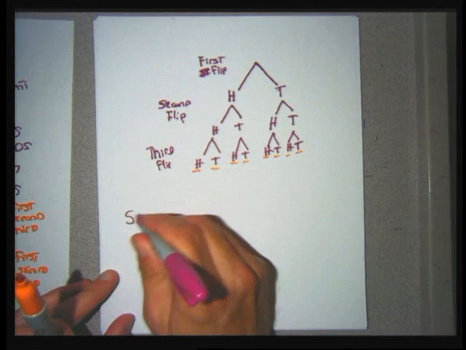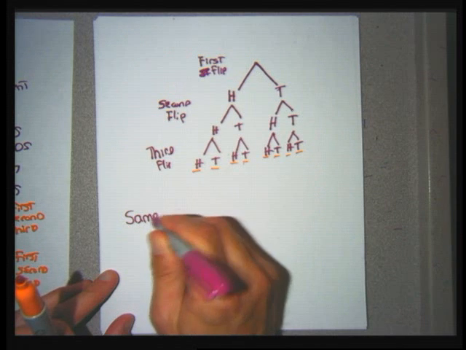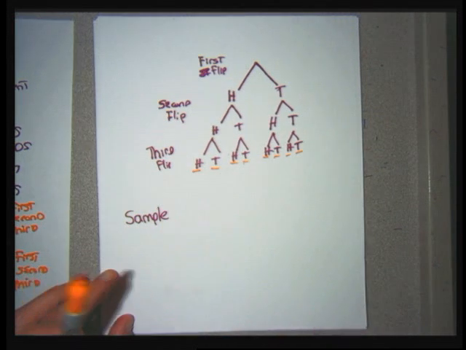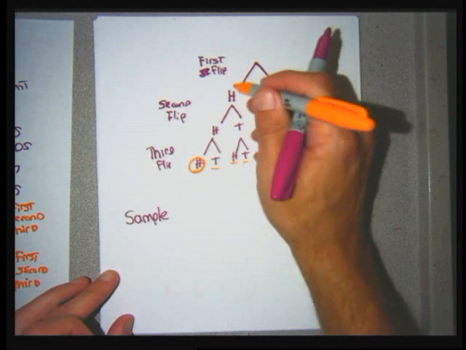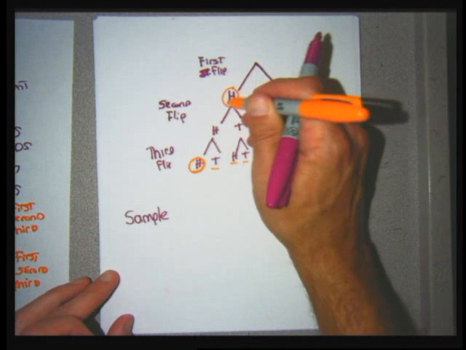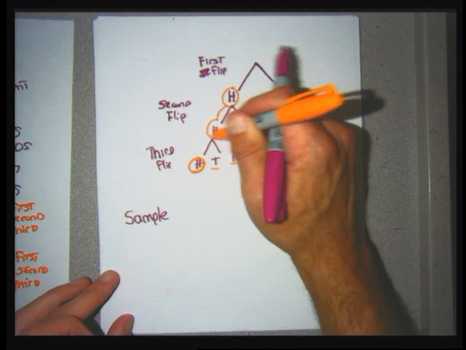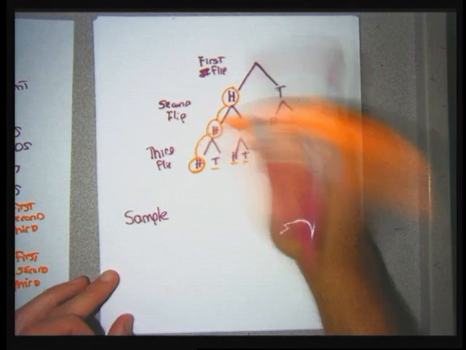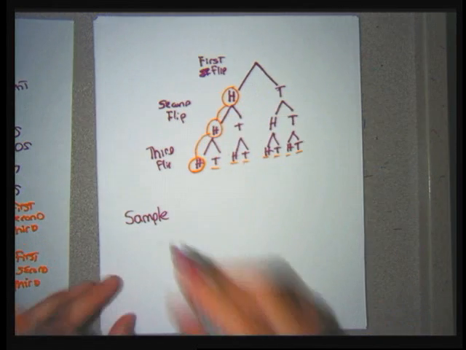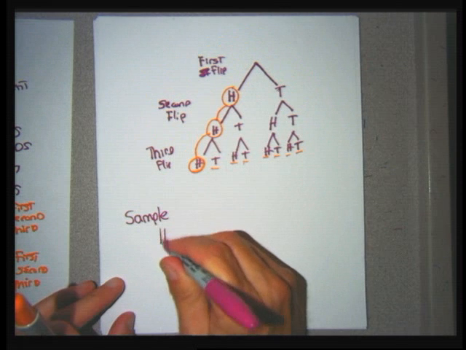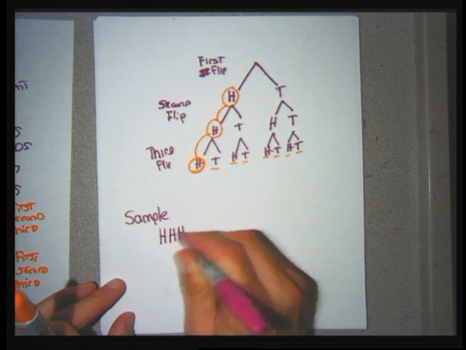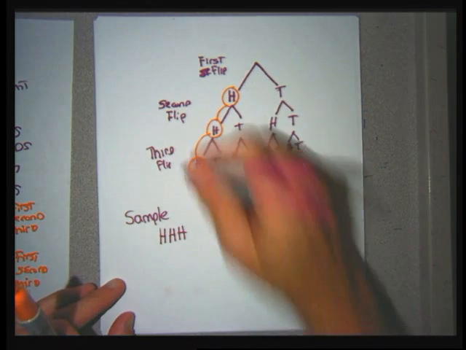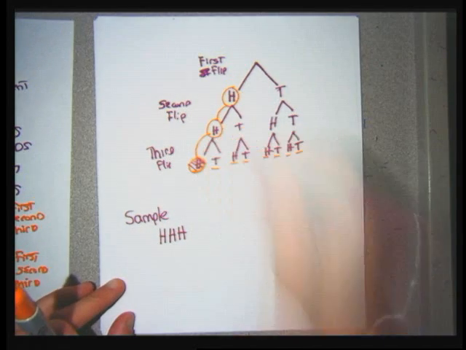So to create my sample space, I need to get from the top to each of the bottom letters. To get to this H down here, starting at the top, that would represent getting a head on the first flip, getting a head on the second flip, and getting a head on the third flip. So one of the 8 elements in my sample space would be a head on the first flip, a head on the second flip, a head on the third flip. I'm done with this H. I'm going to cross it out. I'm not going to use it again.